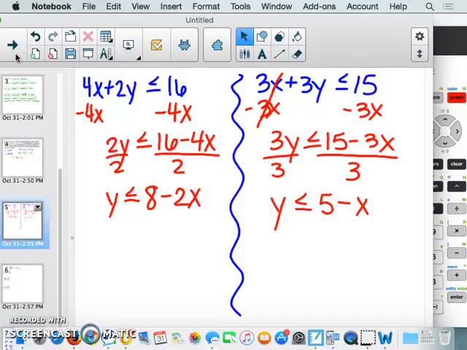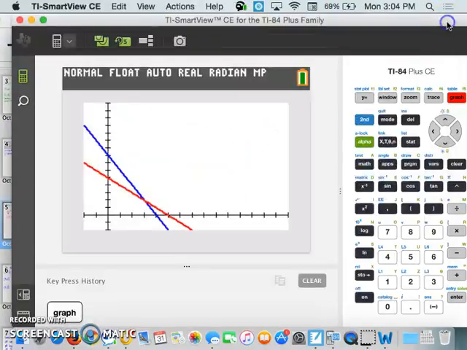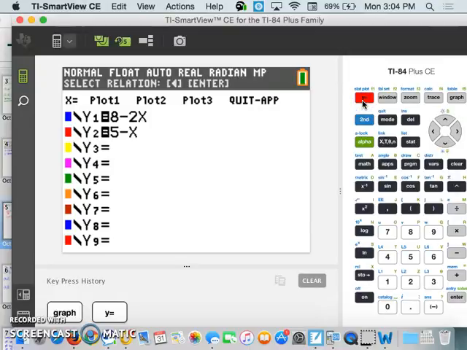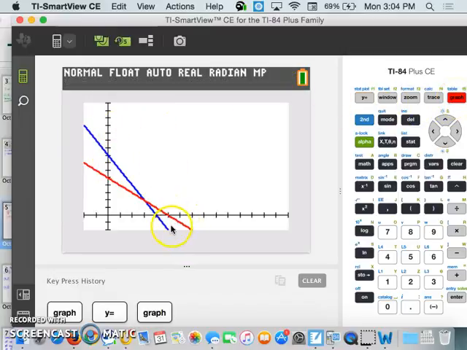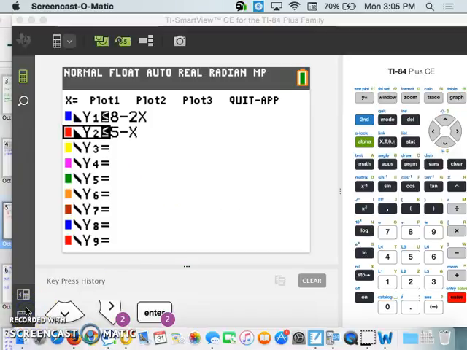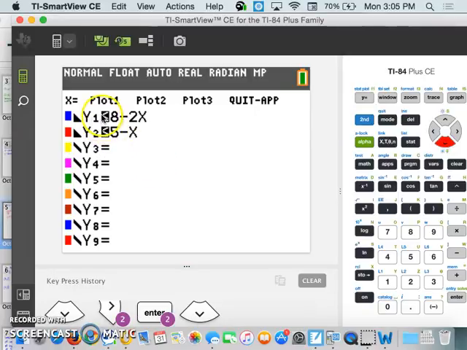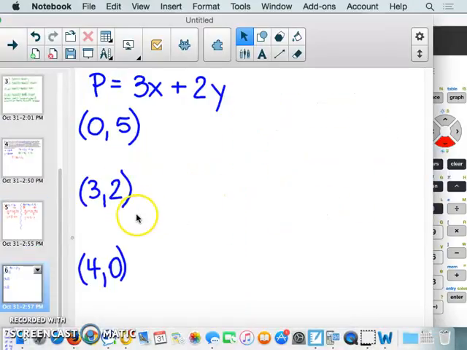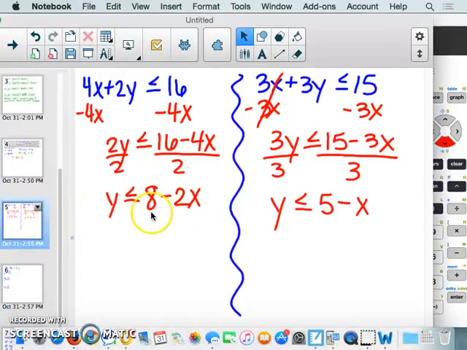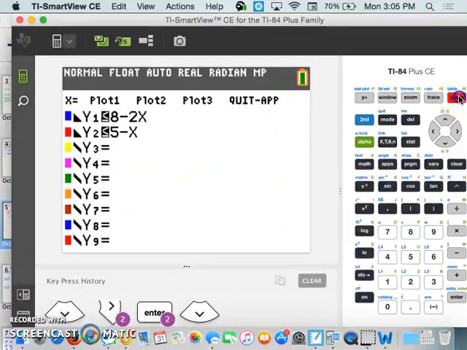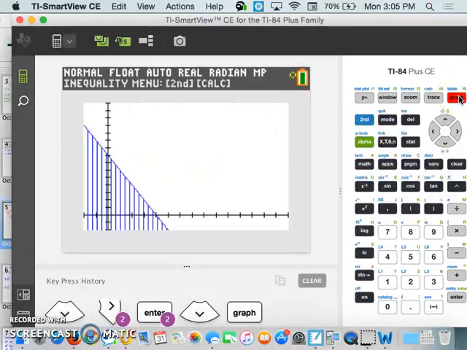Then in the calculator, what we can do is put them into y equals. We have 8 minus 2x and 5 minus x. And then when we push graph, those are the 2 lines, okay? Now I just graphed the lines, so we have to take a look at what the inequalities would look like. So I went ahead and changed the symbols right here to less than or equal to match what our inequalities are here. And then when we push graph, we'll see the overlap and we will see the feasible region.